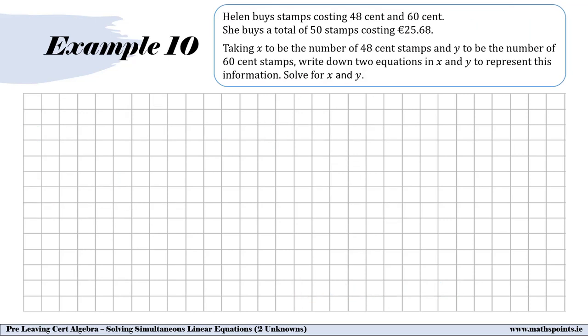Okay, so let's have a look at example 10, which I think the wording is slightly trickier than the last example. I think some people find the two equations a little more difficult to solve, and we'll just talk about that as we read through the question and then go and try and form them.